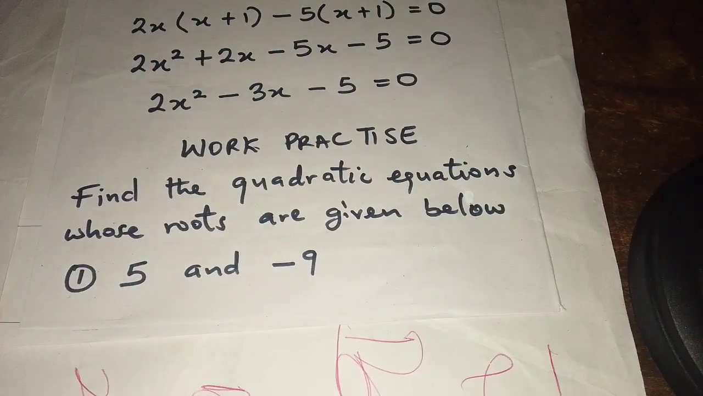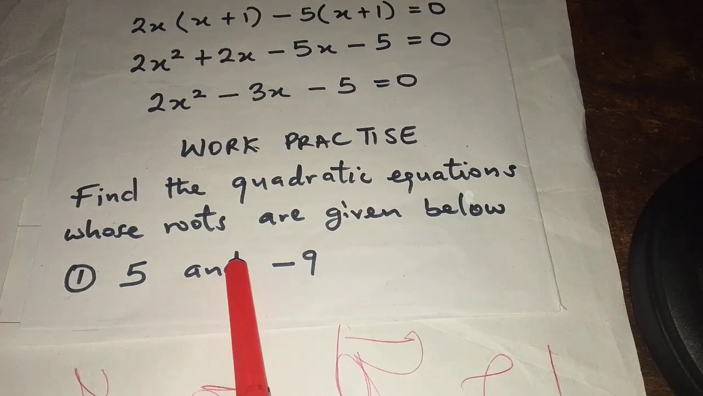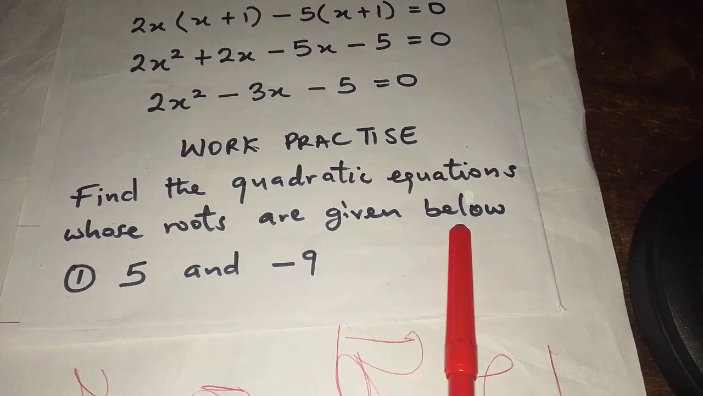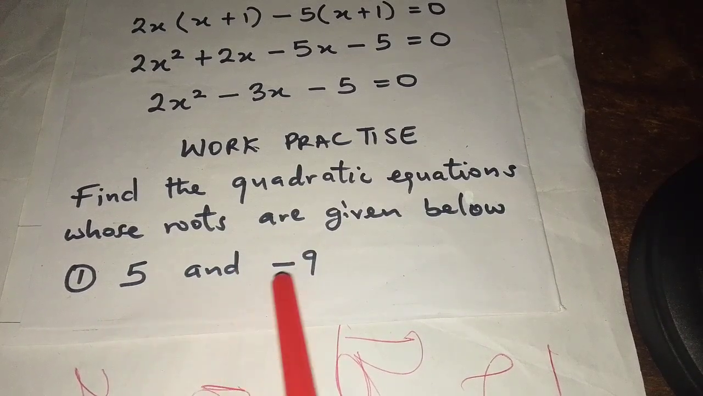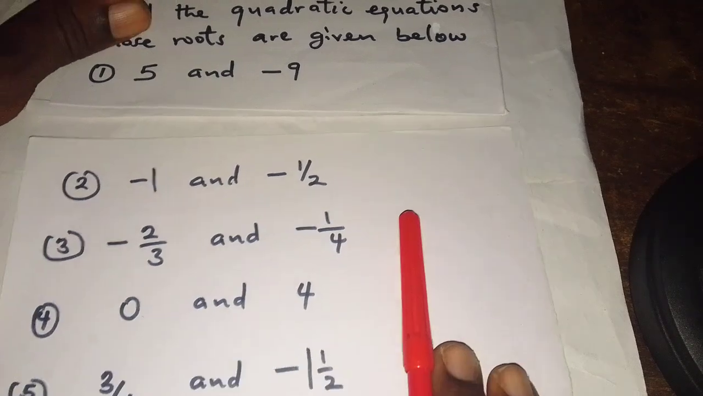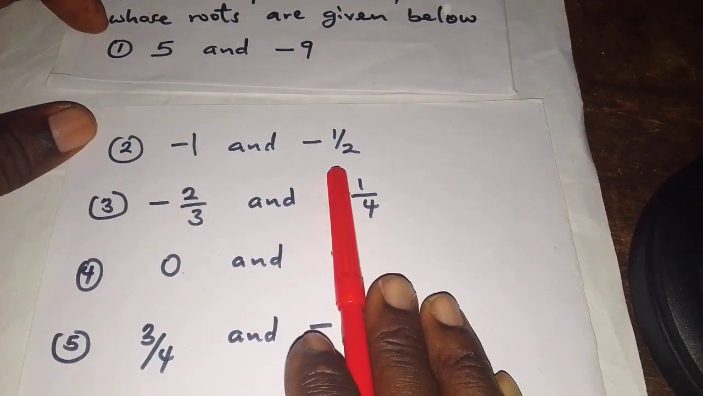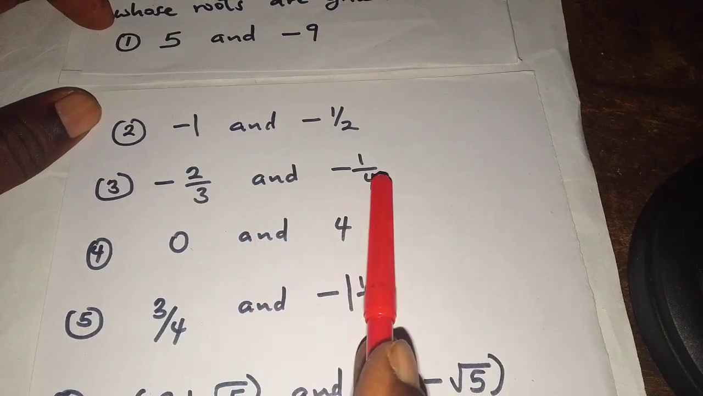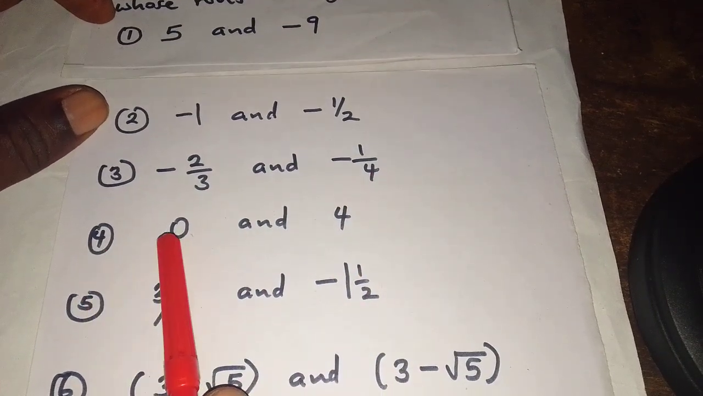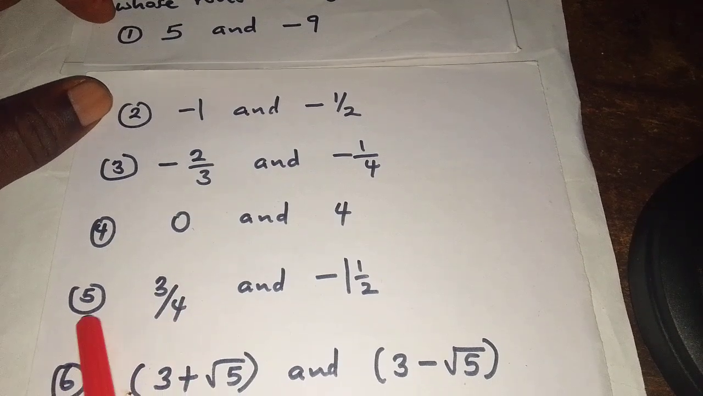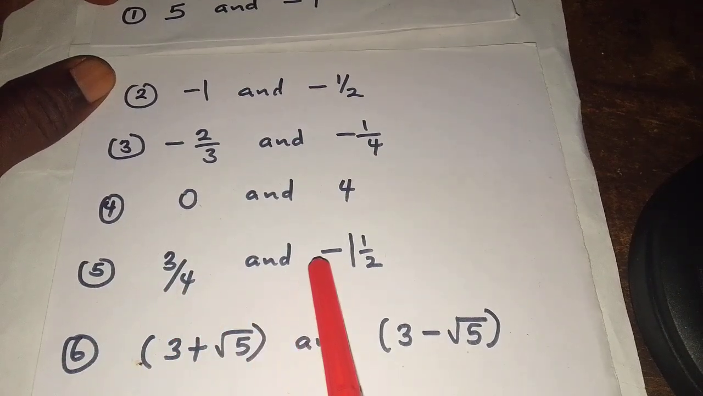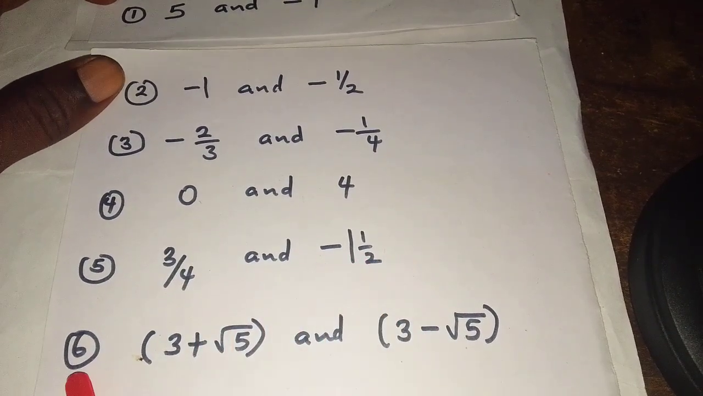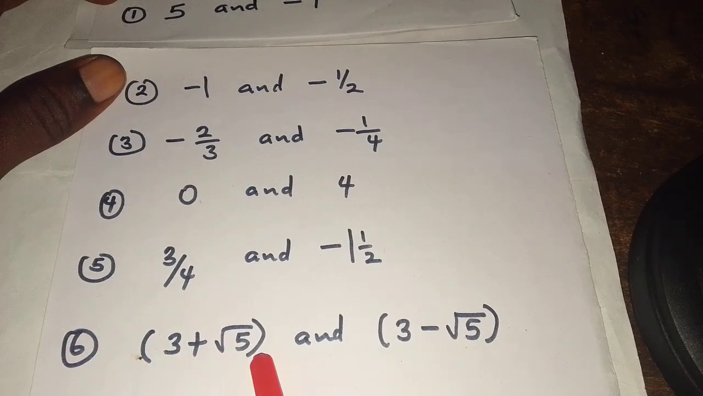So now let's look at the work practice. Find the quadratic equations whose roots are given below. 1. When the roots are 5 and minus 9. 2. When the roots are minus 1 and minus half. 3. When the roots are minus 2 over 3 and minus 1 over 4. 4. When the roots are 0 and 4. 5. When the roots are 3 over 4 and minus 1 over 2. 6. When the roots are 3 plus root 5 and 3 minus root 5.